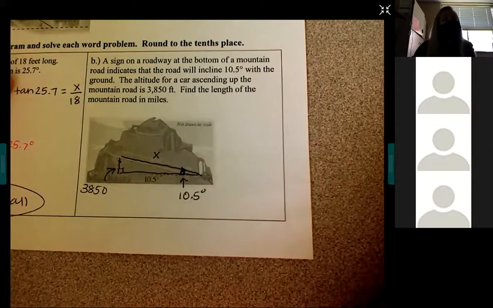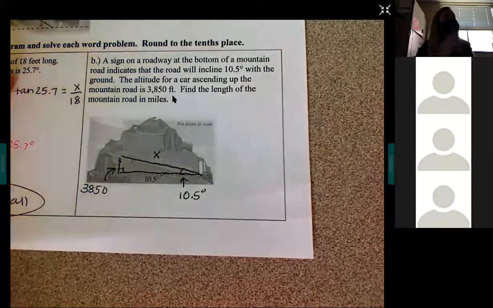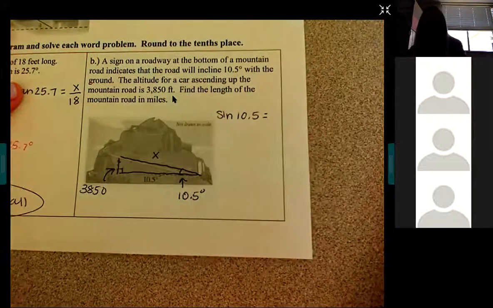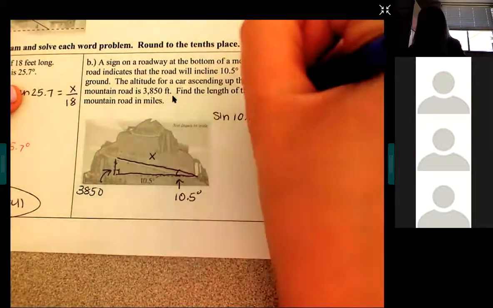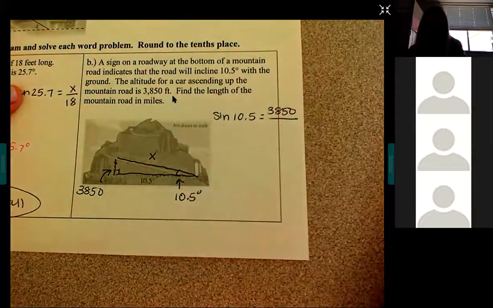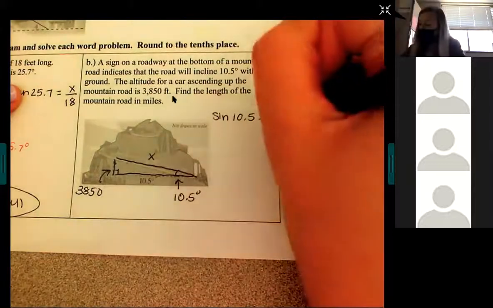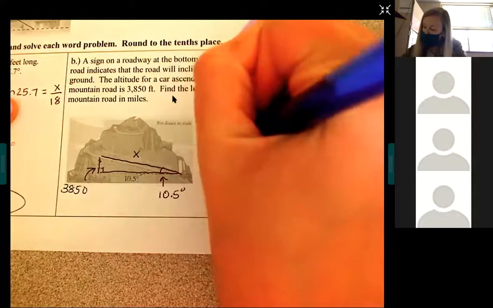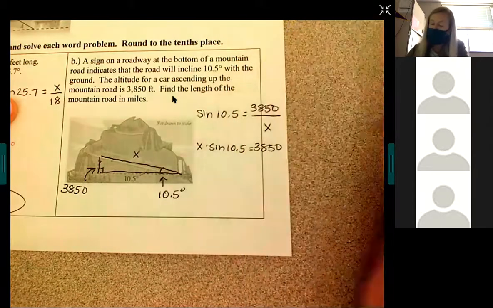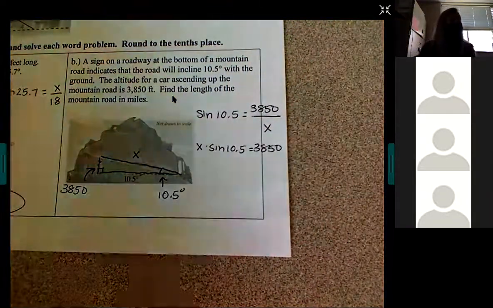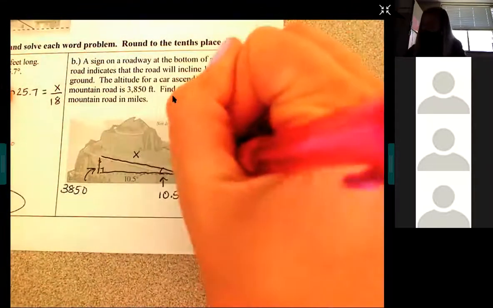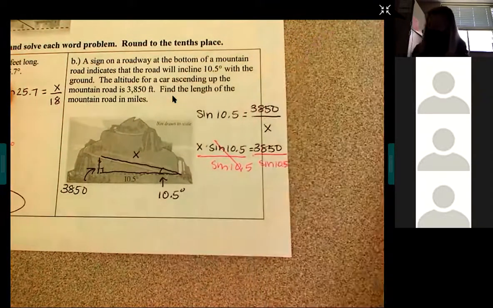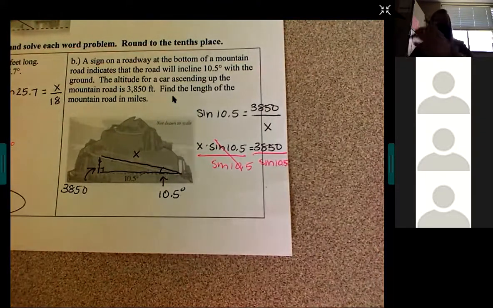So what trig function did y'all use to solve for the length of the road? What'd you use, Jordan? Sine. Very good. So remember, sine of the angle equals the opposite side, which is what? 3,850. Okay, y'all are scaring me a little bit. Over the hypotenuse, which is x. So first you got to get x out of the denominator, so you would multiply it, and then it should equal 3,850. So how would you get x by itself? Good. Divide by sine of 10.5.